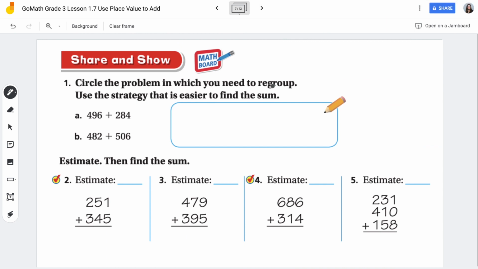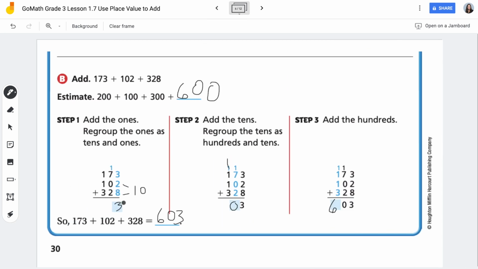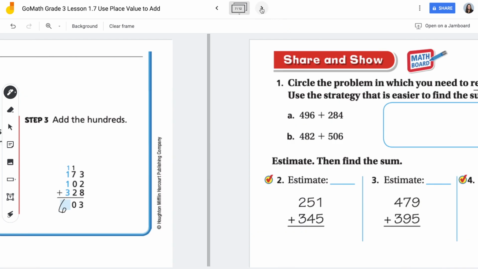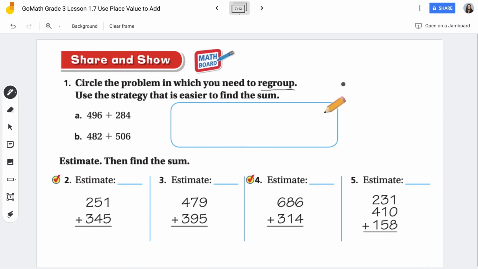All right. Now, we're going to share and show. So this is where I want you to think and pause the video to answer it on your own, and then you can see my answer. So circle the problem in which you need to regroup. When we regroup, that's what we did over here where we had to break it apart. We had greater than 10, so we had to separate it out into the tens and ones, right? We had greater than 10 here, so we had to separate it out into a 1 and a 0. So when we have to regroup, we're breaking it apart into two place values. So circle the problem in which you need to regroup.